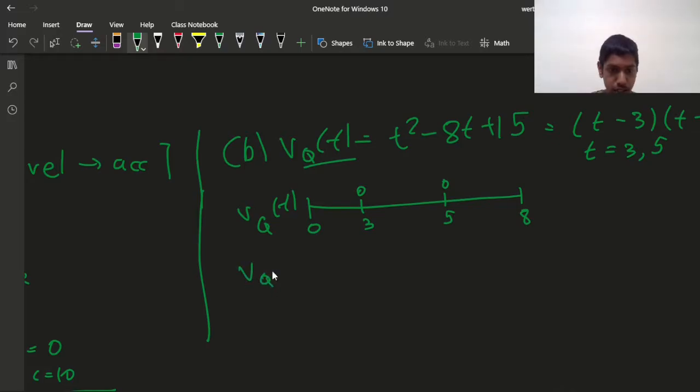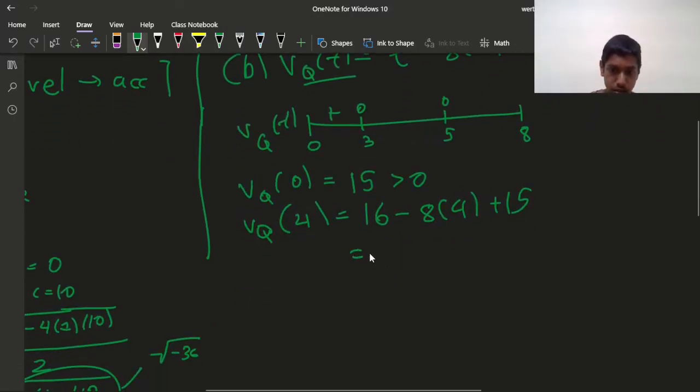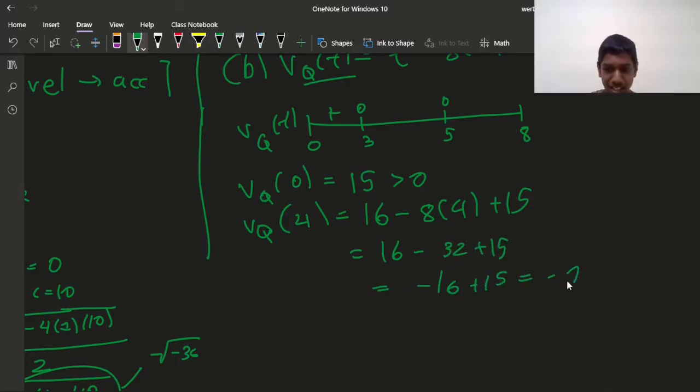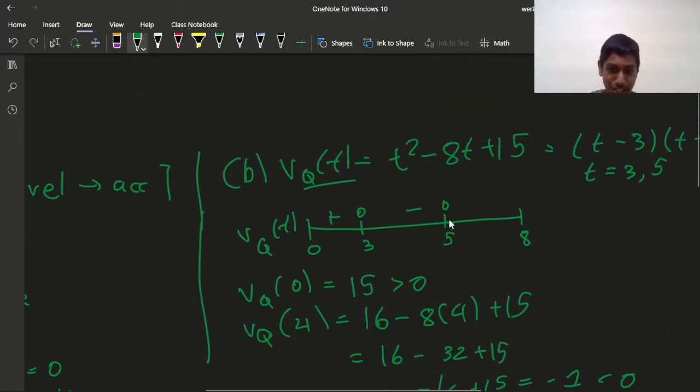So let's try vq of 0. It's going to be pretty easy, just positive 15, greater than 0. So put a plus here. And we're not going to try 3 or 5. We've got to try somewhere in between. Let's try a 4. So 4 squared minus 8 times 4 plus 15. So 16 minus 32 plus 15. So minus 16 plus 15. Great, that's barely less than 0.